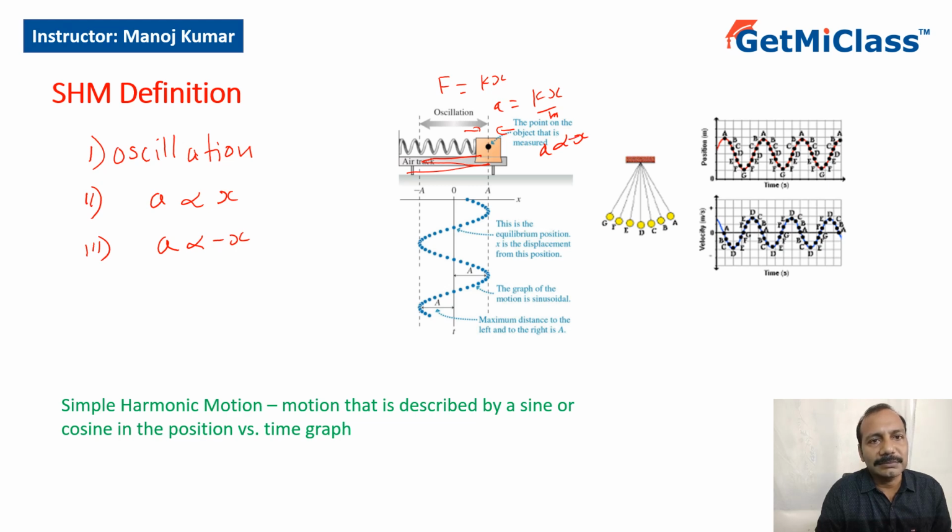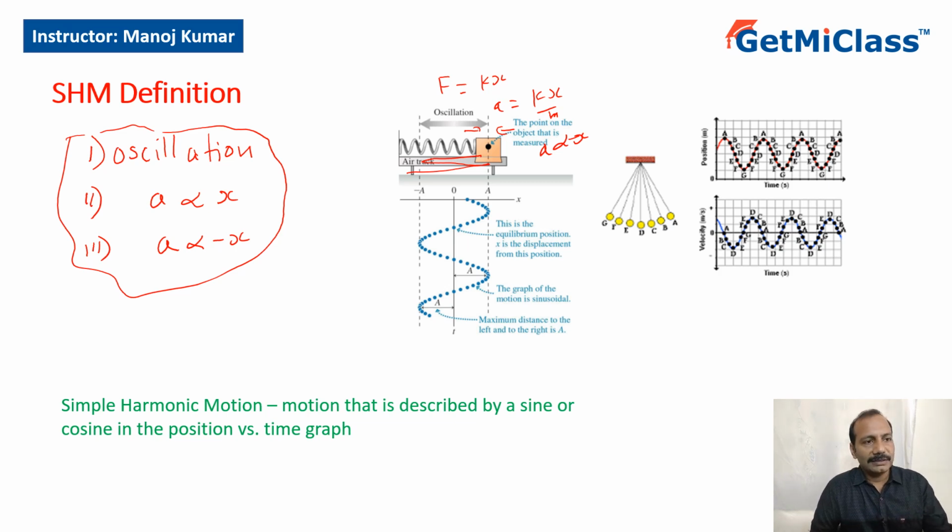So this is SHM. Similarly, if I take a simple pendulum with small displacement, if I draw a graph of it, I'll get something of this kind. So if these three conditions are satisfied, then I can say that simple harmonic motion is motion that is described by a sine or a cosine wave in position versus time. So if I draw a position time graph for that particular motion, I would get either a sine graph or cosine graph. So that's the basic definition of simple harmonic motion.